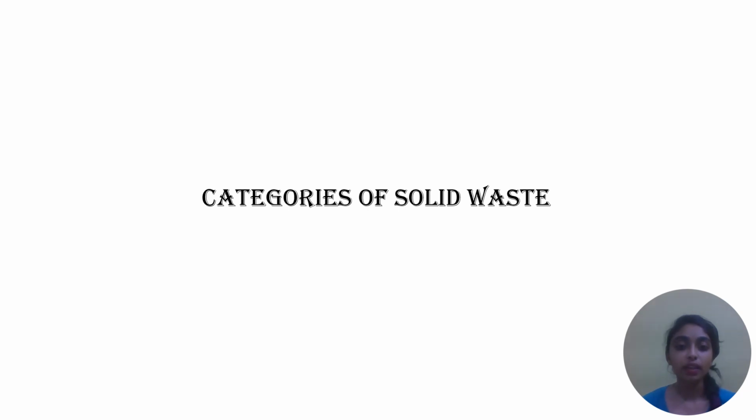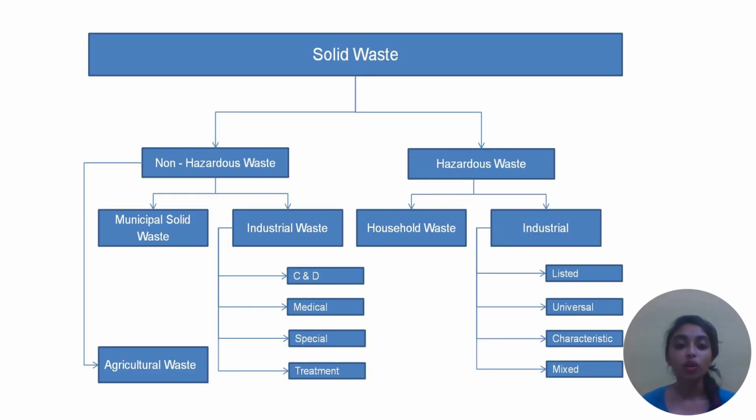Next, we'll move on to the categories of solid waste. Solid waste can be categorized into non-hazardous waste and hazardous waste. Under non-hazardous waste, it is subdivided into municipal solid waste, industrial waste and agricultural waste. Industrial waste is subdivided into C and D, medical waste, special waste and treatment. Hazardous waste is subdivided into household waste and industrial waste. Industrial waste contains listed waste, universal, characteristic and mixed waste.